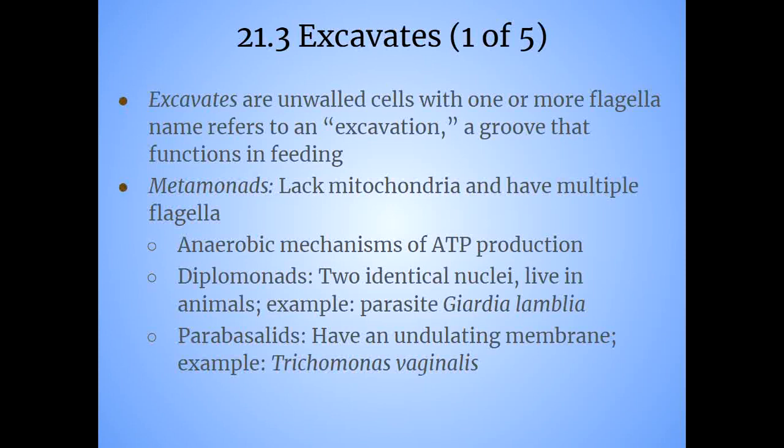closely. So the metamonads, they lack a mitochondria, and they have multiple flagella. So we know that if you're lacking that mitochondria, of course, that means that you are going to produce ATP through an anaerobic mechanism. So within the metamonads, we find something called the diplomonads. The di, to me, helps remember the two identical nuclei. And these typically live inside of an animal.